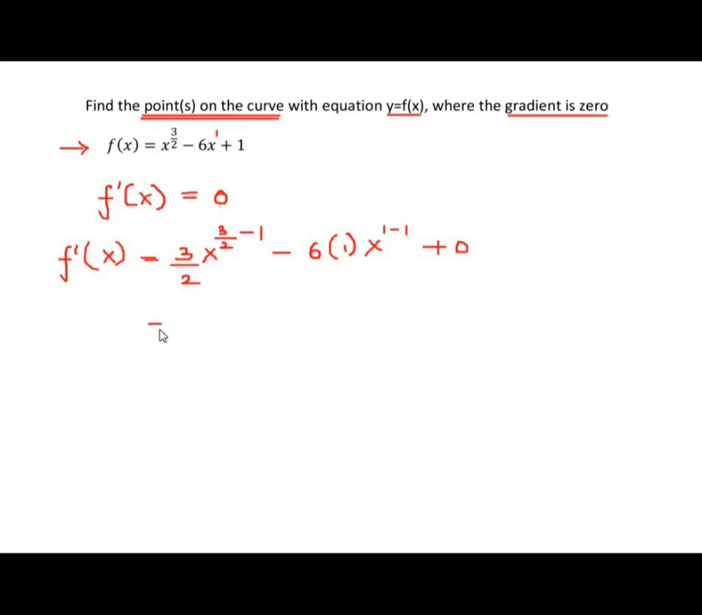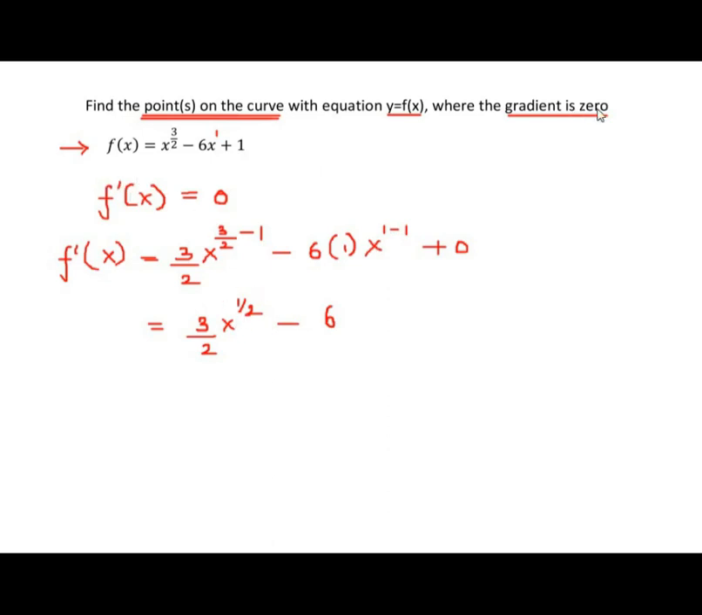So here we get 3 over 2 and x, here 3 over 2 minus 1 gives you 1 over 2. Then here minus 6 times 1 is 6, and x to the power of 1 minus 1 is x to the power of 0, and x to the power of 0 is 1 itself. So we get this term.